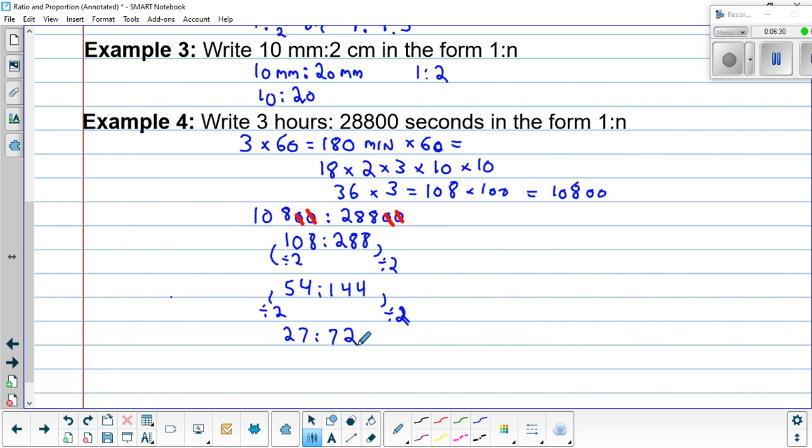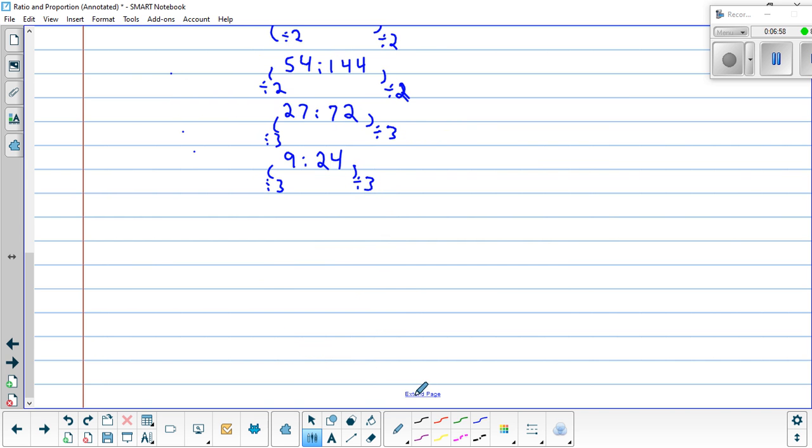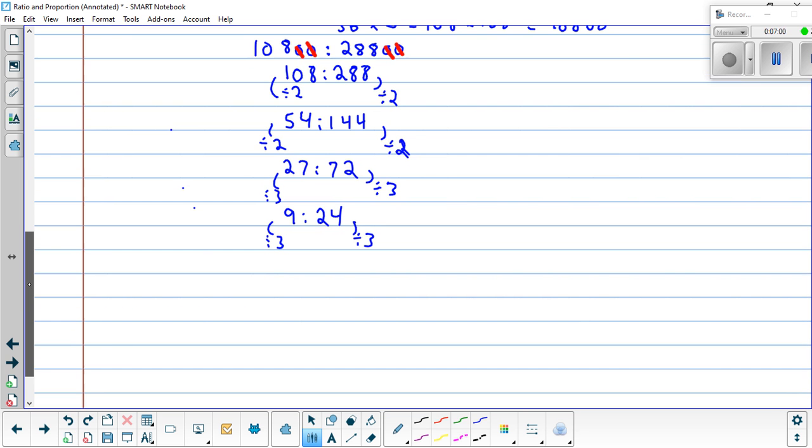And then you might start to see, well, we can divide by 3 with 27. And 72, well, how can we divide 72 by 2? 36, 72, right? So that would be 9 to 24. And we can divide by 3. Divide by 3. Like I said, you don't actually have to do this big process for these 1 to n's.